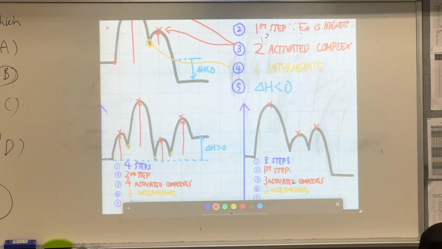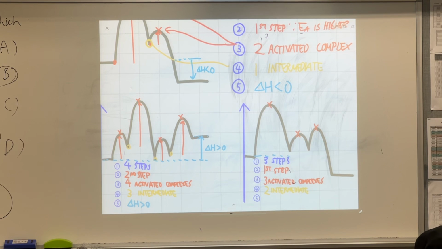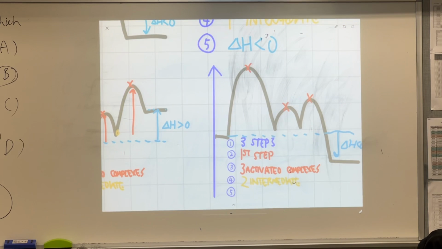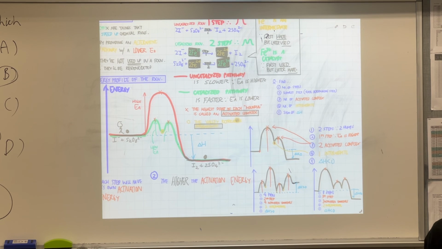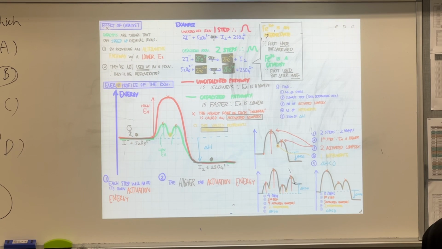Finally, exothermic, because we only look at the starting and the finishing line. Isn't that easy? Okay, so this is exothermic. So any questions so far on this? Okay, so now you understand how to interpret.